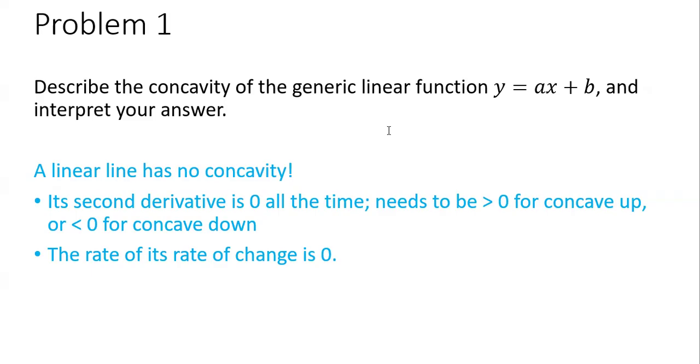But the other way to think about it is, concavity is related to the rate of change. The first derivative is the rate of change. The second derivative is the rate of the rate of change. The rate of change of the rate of change. Okay, so is the rate of change changing? No, because the first derivative, which is the rate of change of y, is constant. It's just a. It's not changing. So that's another way to think about why the line has no concavity.